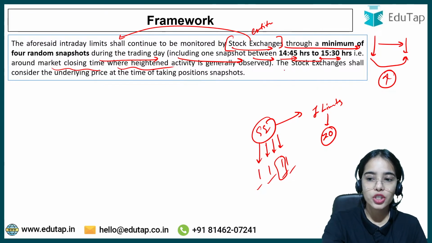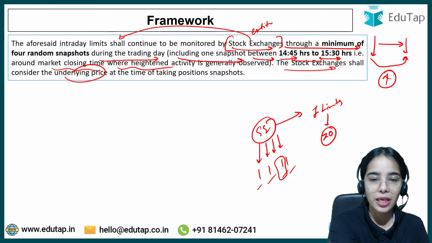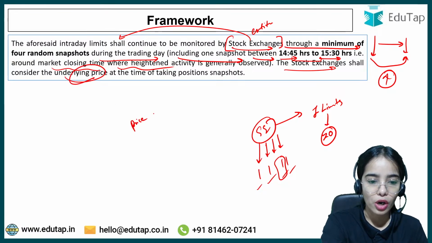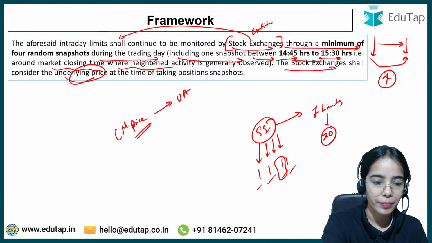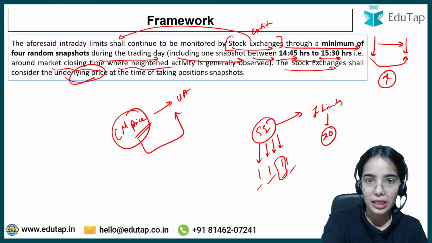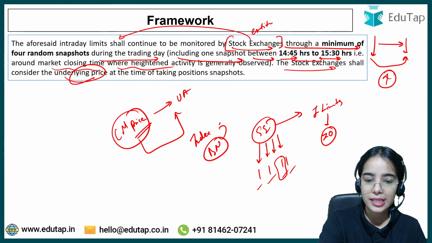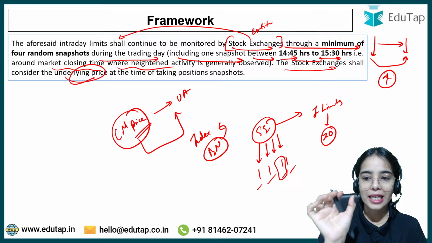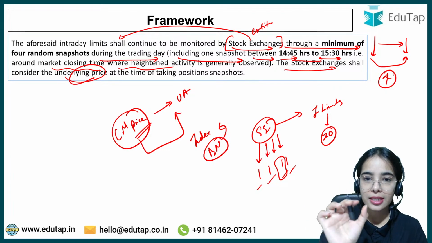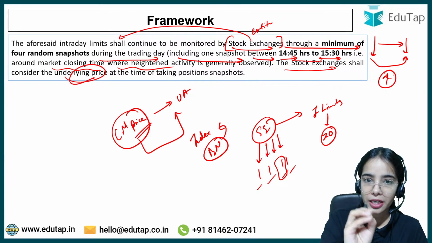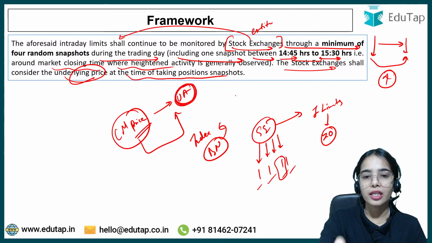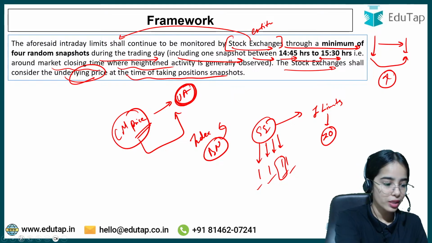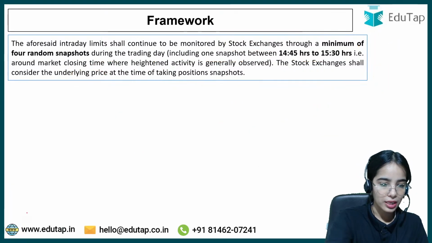The stock exchanges shall consider the underlying price, that is, the current market price of the underlying asset. So if Bank Nifty is the index, it is said that the stock exchanges shall consider the underlying price, that is, the current market price of the underlying asset at the time of taking the position snapshots. So the current price has to be considered.